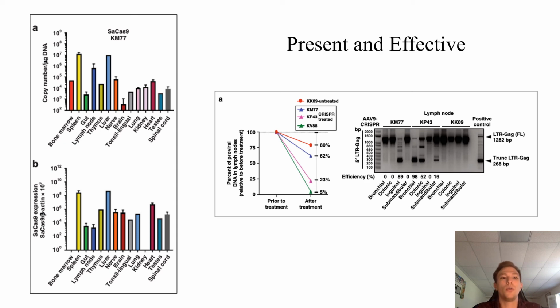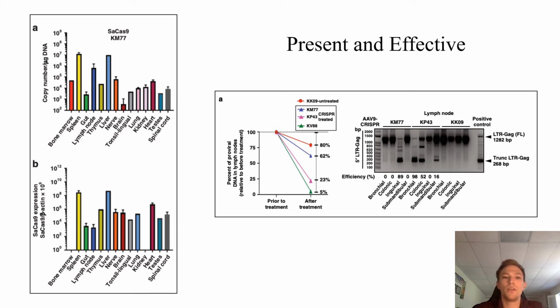And then in B, they were testing for actual expression. So although it is present in these regions, is it actively expressing? The 2 important things to note are that the bone marrow and kidney showed no expression in those regions, in which they alluded to further testing being needed to understand why.